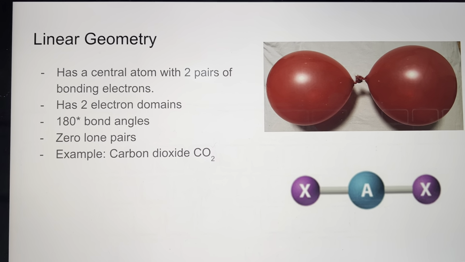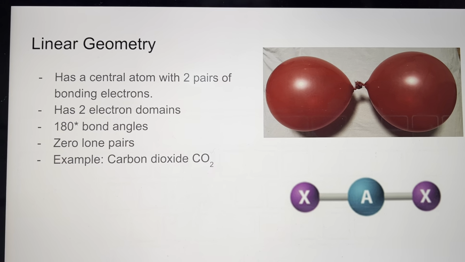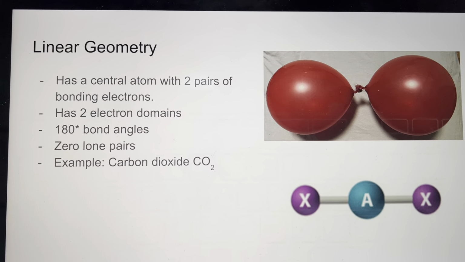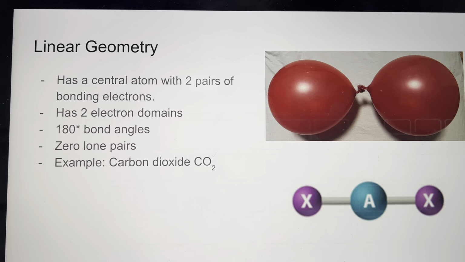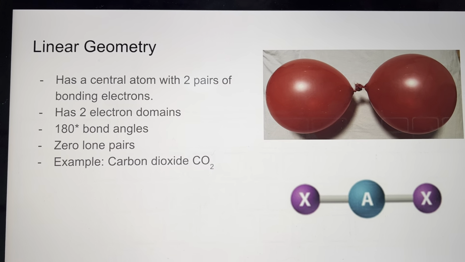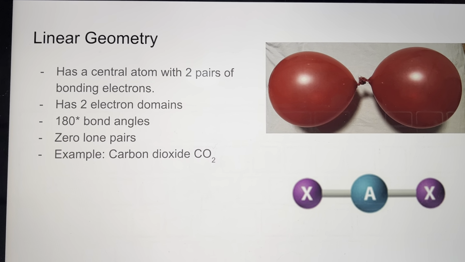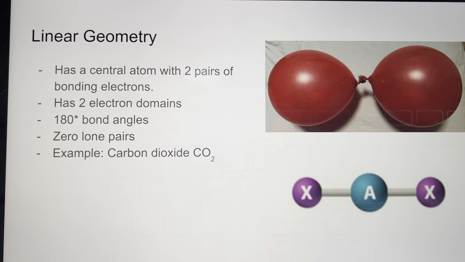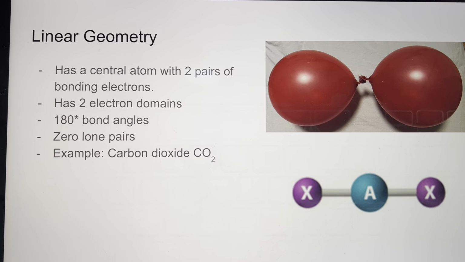Okay, so I constructed a balloon molecule for each of these, so I'll kind of go through that and walk you through it. To start, this is the linear geometry. It has a central atom with 2 pairs of bonding electrons. It has 2 electron domains. It has bond angles of 180 degrees, so it's flat, like a straight line. There are 0 lone pairs, and the example I chose was carbon dioxide.